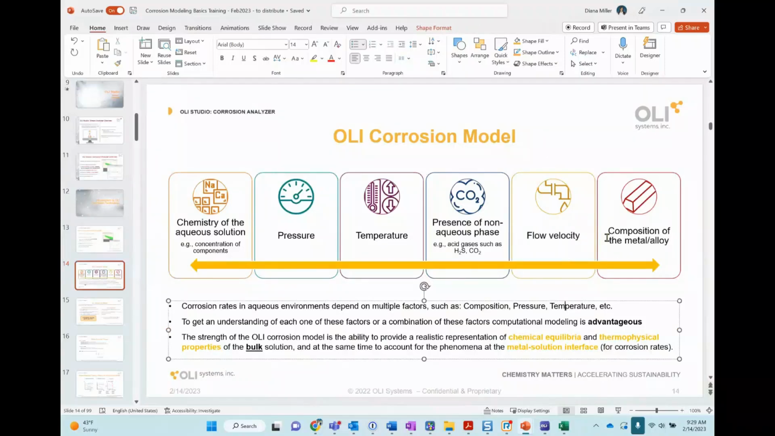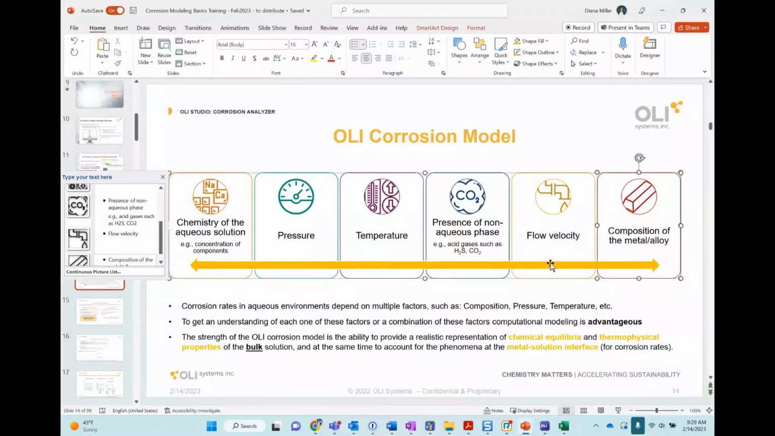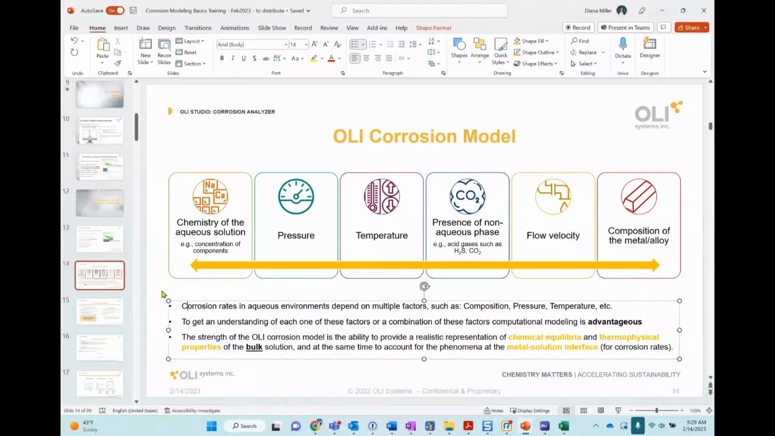And finally, the composition of the metal alloy. We know that the corrosion rate is not the same for a carbon steel as for a stainless steel, because you will have different compositions. You will have chromium and molybdenum that are going to cause passive layers, and that's going to reduce the corrosion rates. So what the software does is that it takes into account all of these different variables in the corrosion model.